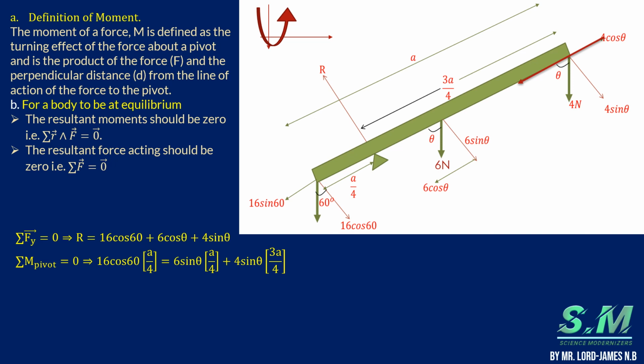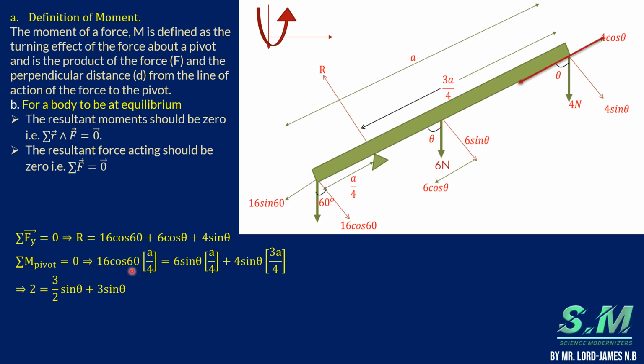So this force 6 sine theta has a perpendicular distance of a divided by 4 from this pivot. Since this distance is a over 4, and from the pivot to the point of application of the weight, which is the center of the beam, is also a over 4, since we know that the distance from the center of the beam to one end is a divided by 2, this distance will be a divided by 4. From there we get 6 sine theta times a over 4 plus 4 sine theta, found at this one end, times the perpendicular distance, which is 3a divided by 4.